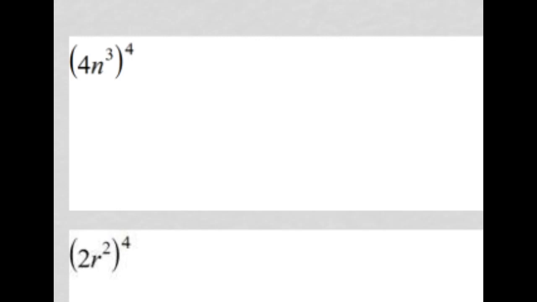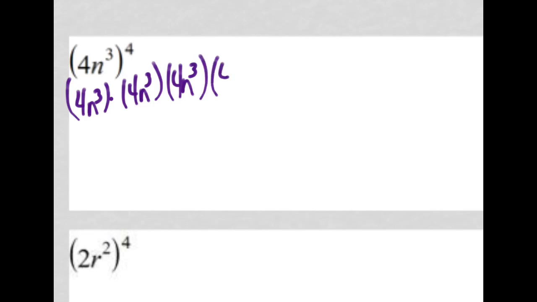On number 16, I have 4n to the third, all that to the fourth, which means I'm going to have 4 of this right here. So I'm going to expand it out to have 4n to the third times 4n to the third times 4n to the third times 4n to the third. So I should have 4 of that quantity. I count, I do.